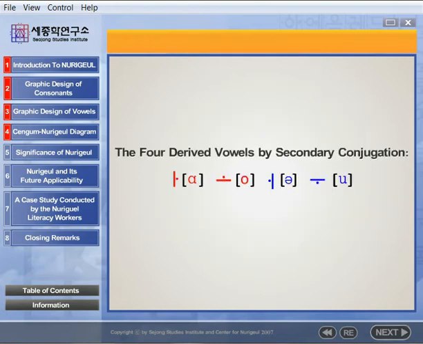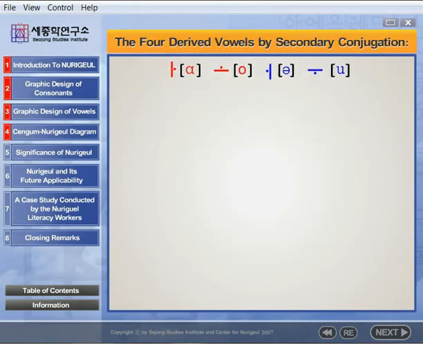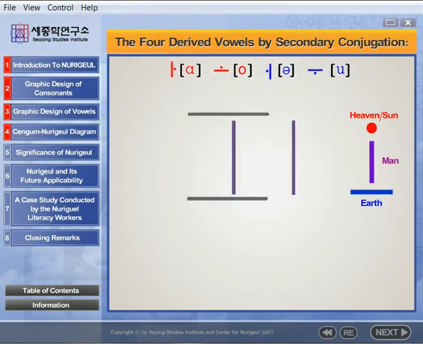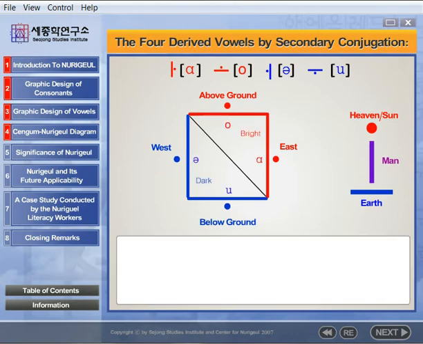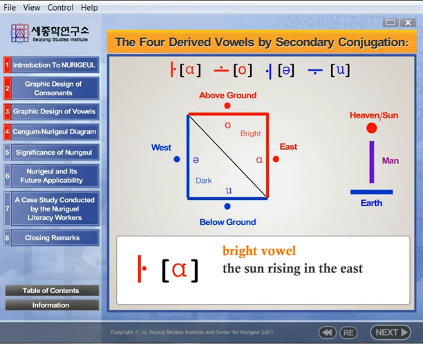The 4 derived vowels by secondary conjugation. The 4 derived vowels are generated by the conjugation of heaven and earth, heaven and man, as depicted in the diagram. The first is a bright vowel. It depicts the sun rising in the east. The sound is as in mama.